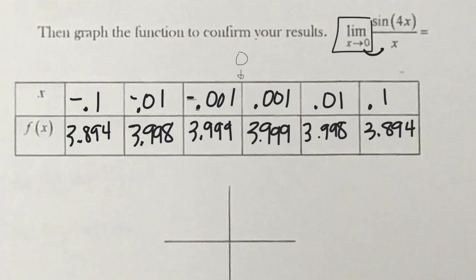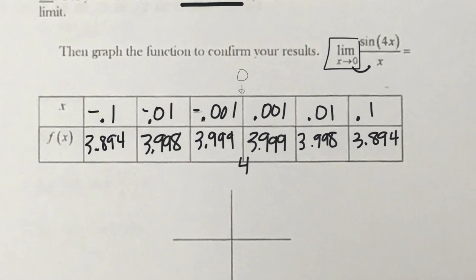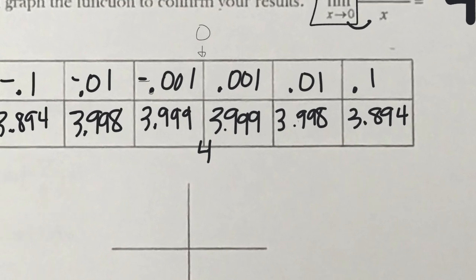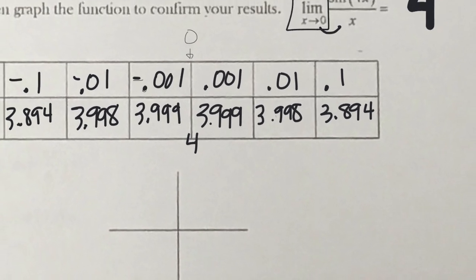So evaluating this table, this is 3.89 and 3.99 and 3.999. It looks to me like these numbers are getting closer and closer to 4. So we'll say the limit as x approaches 0 of sine 4x over x is going to be 4. That's the y value that the graph is approaching as x goes to 0.